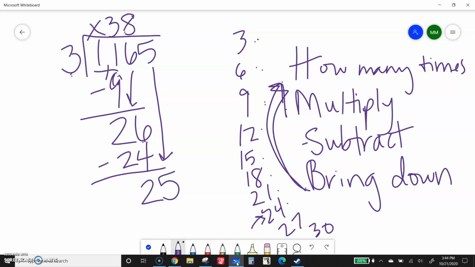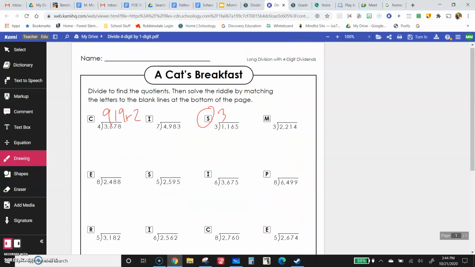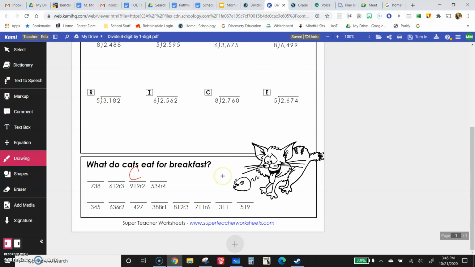Go back up to the top. How many times does 3 go into 25? Well, if I look at my list of multiples again, 24 is again the closest I can get without going over. So that is my 8th multiple, goes in 8 times. 8 times 3 is 24. Subtract, I get 1. I have nothing more to bring down, so I know that I'm done, and that is my remainder. So 388 remainder 1 for that one. And if I wanted to do the little puzzle at the bottom, I would find that and I would say, that's an S right there.